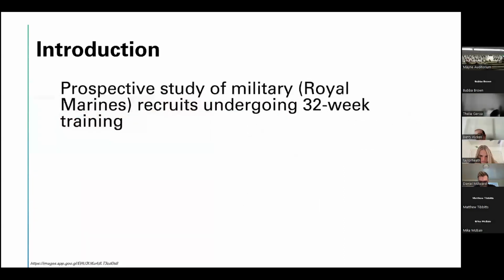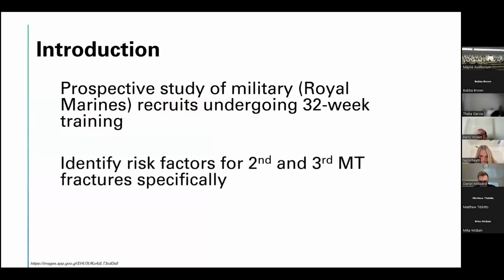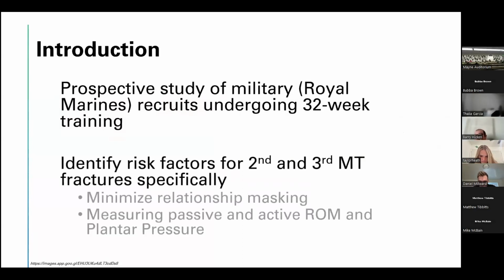So this was a prospective cohort study for a military recruit population, specifically the Royal Marines of the UK, undergoing their 32-week training period. And this study was used to identify risk factors for the second and third by specifically examining these two metatarsals alone. Previous work has usually lumped the metatarsals together, and these authors specifically went out of their way to isolate these two to make sure that there isn't any sort of relationship masking that clumping them together could possibly cause. And they specifically did this by measuring passive and active range of motion and plantar pressure.